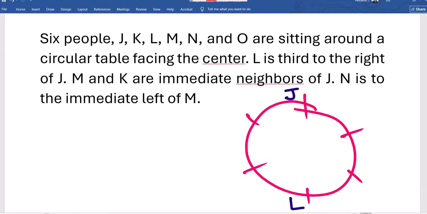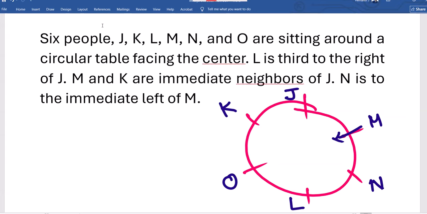M and K are immediate neighbors of J. N is immediate left of M. So M here, K here. Sir, why can't you take M on the left side and K on the right side? You may have that question, but if I take M on the left side, M's immediate left will become J, but they said N is the immediate left of M. To satisfy that, N will be here, and this should be O.